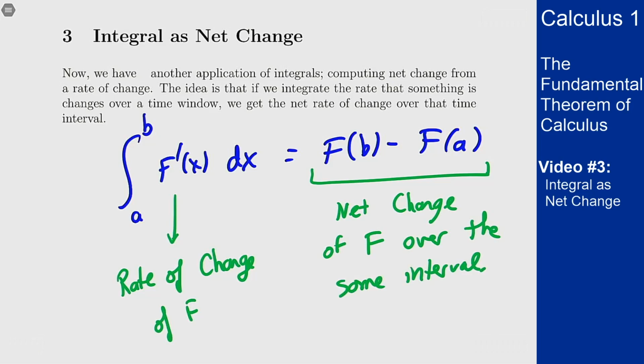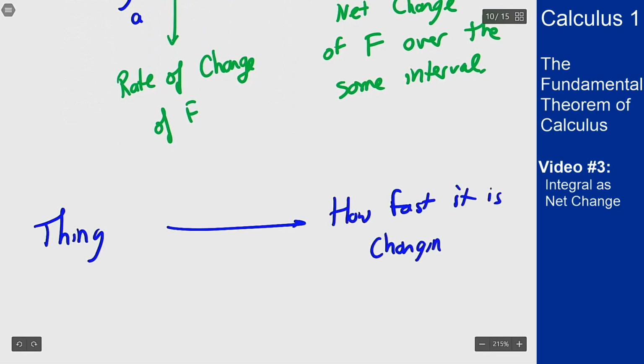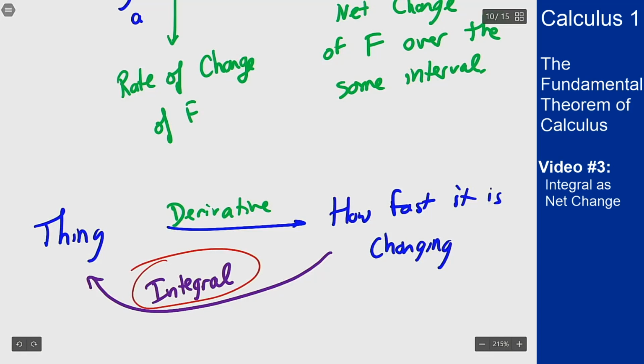This means if I want to find the total change of something, I can just integrate its derivative, and that will give me how much it's changed over this time frame. Another way to think about this is the fact that differentiation is the opposite of integration. If I want to go from a thing to how fast it's changing, I use a derivative. If I want to go back from how fast something's changing to the thing itself, or how much the thing has changed overall, this is where we need the integral. And this concept is what we're talking about here, using this integral to model the net change of some quantity.